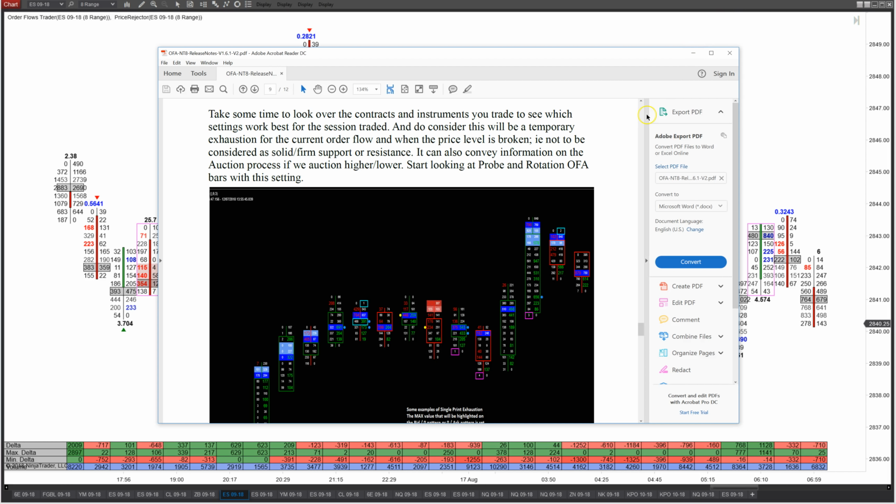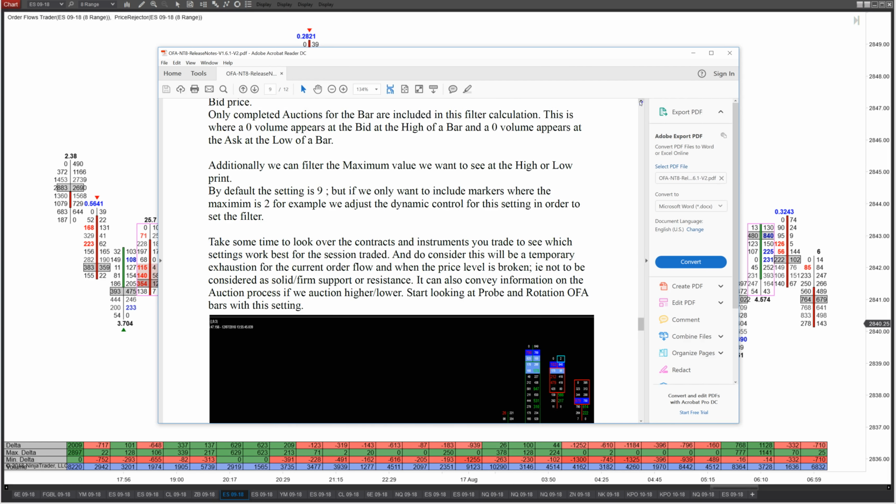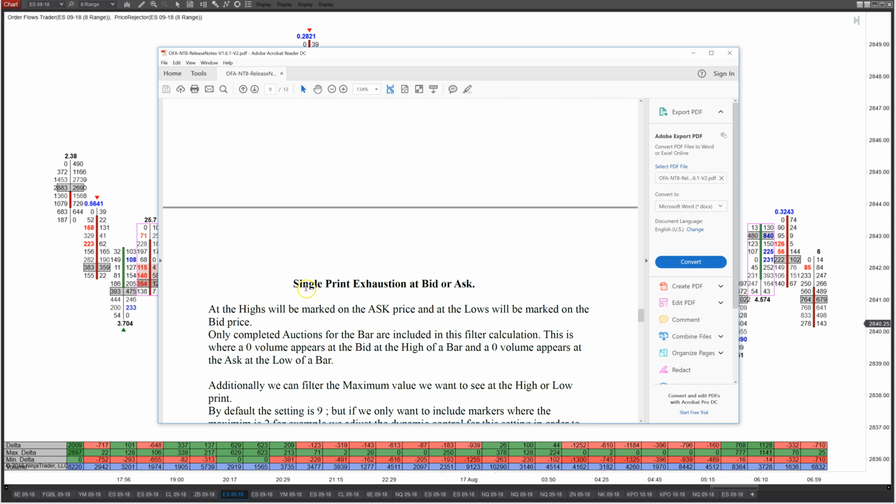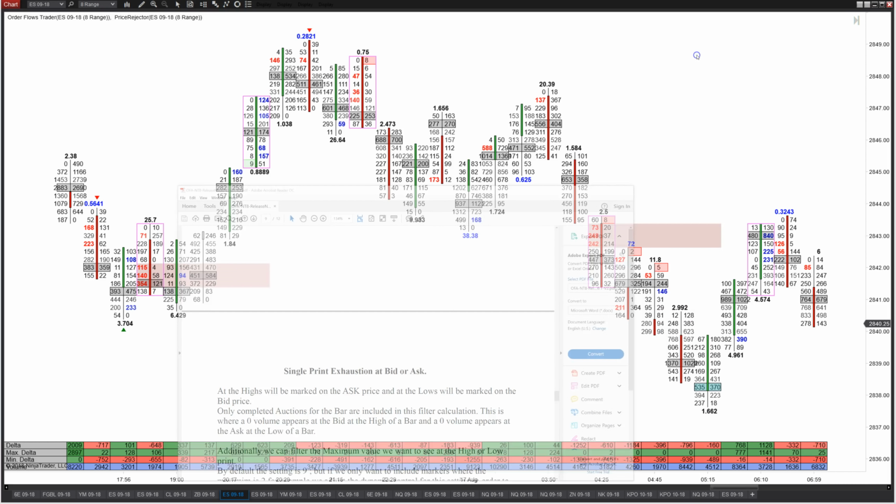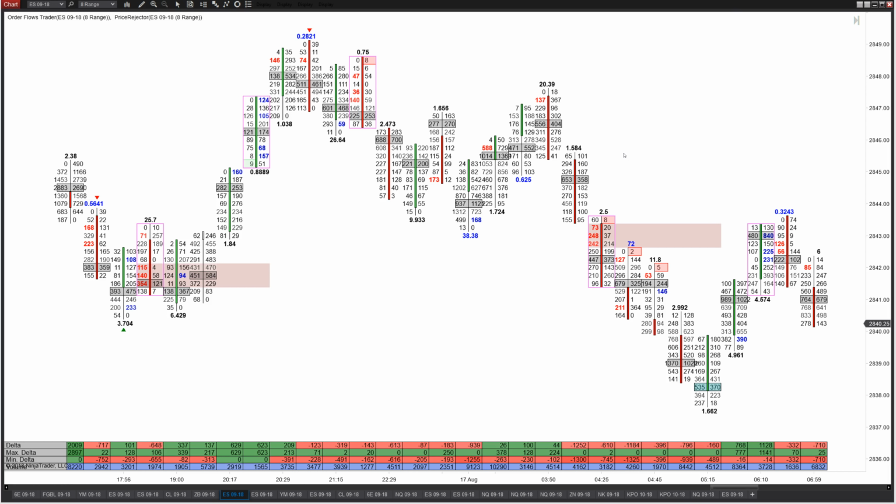And I got nothing against OFA. I don't know them personally or anything like that, but at least they have the decency to call it what it is. It's single print exhaustion. They're not coming up and trying to call it some order flow single print algo trader thing, like what it's not. It's a sign. I've always referred to it as price rejection. They refer to it as price exhaustion. But again, I've had it in my software for years, and they just added it into their software over the last couple of weeks.